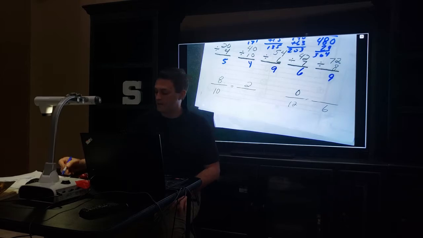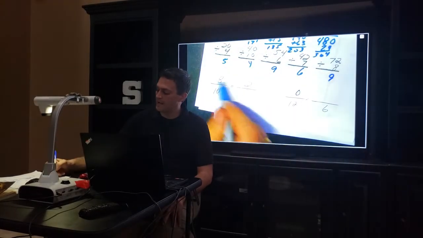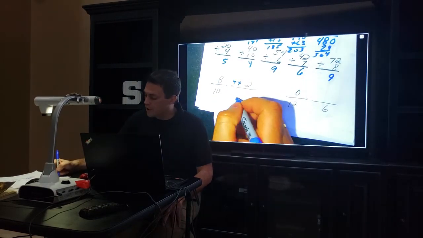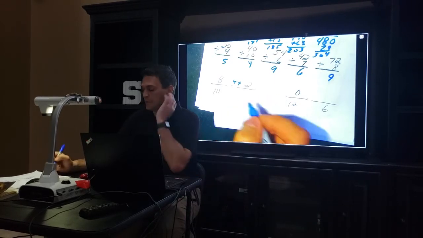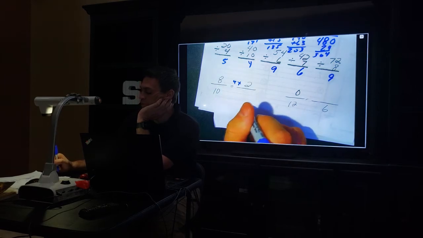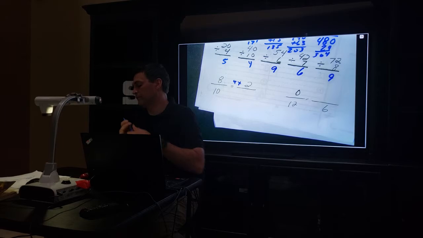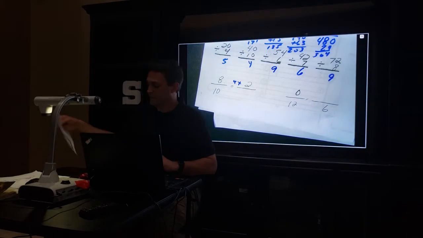All right, equivalent fractions. 8 tenths equals 2 over what? Well, to get from 2 to 8, I'd have to go times 4, right? 2 times 4 is 8. So, let's see here. What times 4 equals 10? Ooh, we're going to have to figure this one out. Let's pull out our handy sheets. We can't really use that.